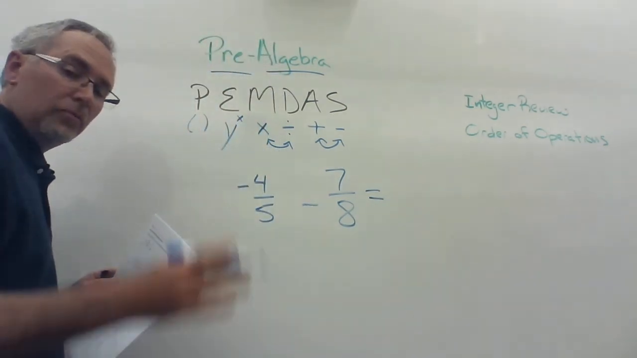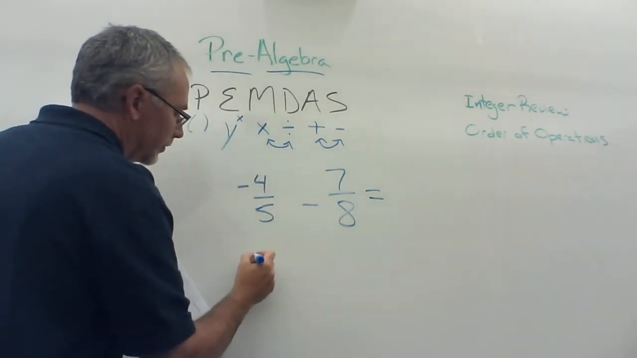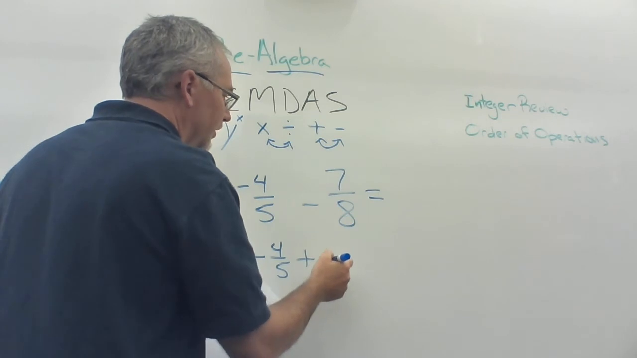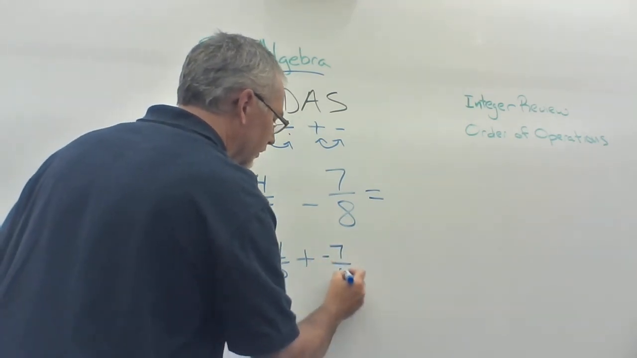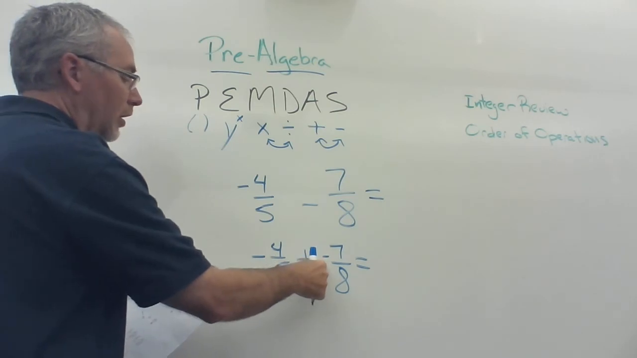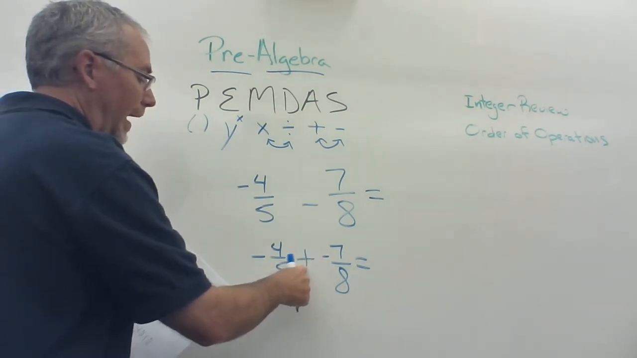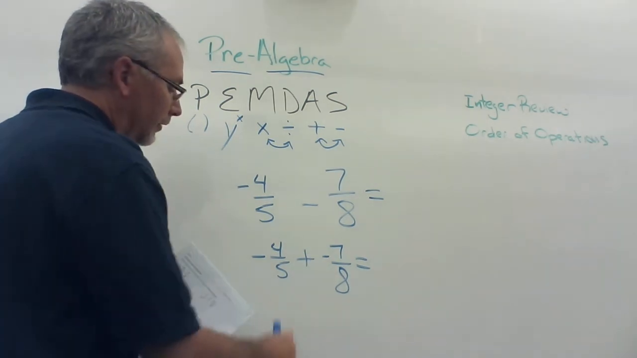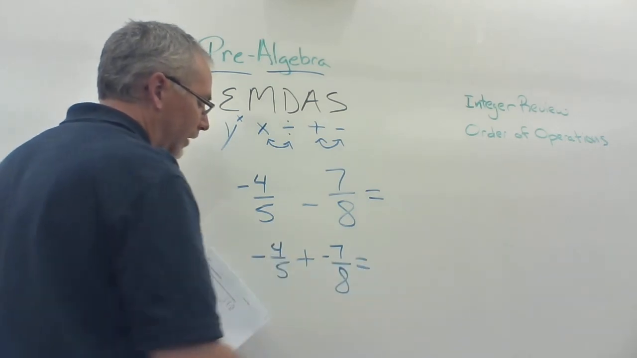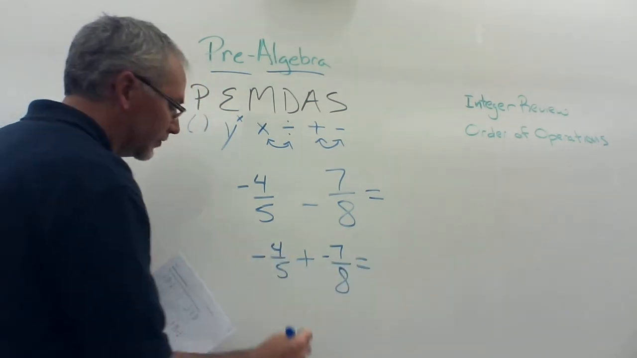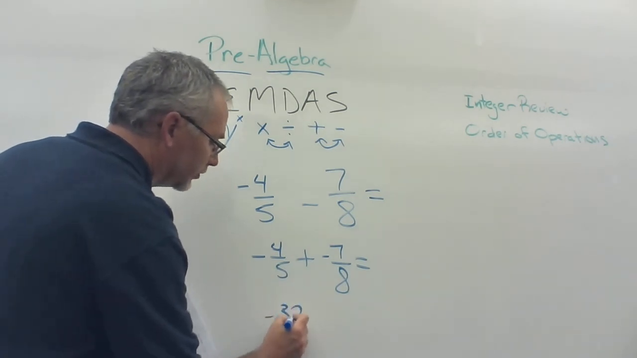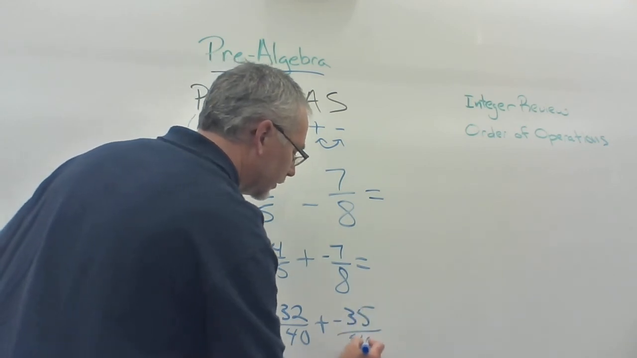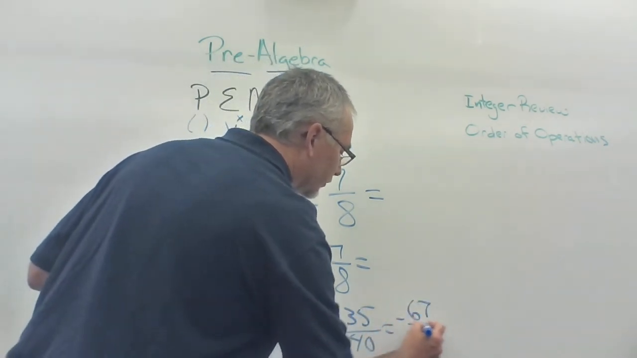I'm going to follow the same rules that I did before. I'm going to keep, I'm going to change, and I'm going to change to the opposite of 7/8, which is negative 7/8. Now I know that both of my signs are the same, and I'm adding them, so it means I would add those both together because same means sum. And of course I would find my common denominator. I would add the two together. The common denominator in this case happens to be 40. And so I have a negative 32 over 40 plus a negative 35 over 40, which ends up giving me a negative 67 over 40.